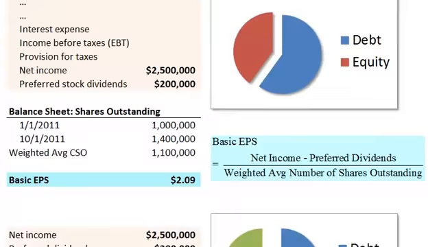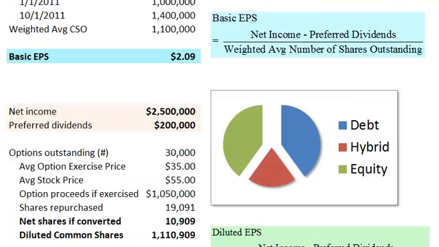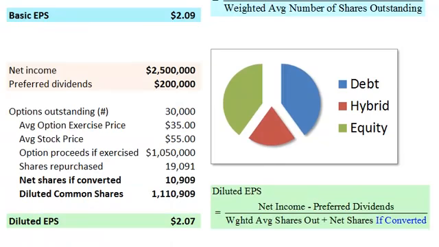So now let me look at diluted EPS, the other flavor here. I've got the same assumptions here for the company's net income, and now I'm going to recognize that the company has a complex capital structure. What do I mean by that?